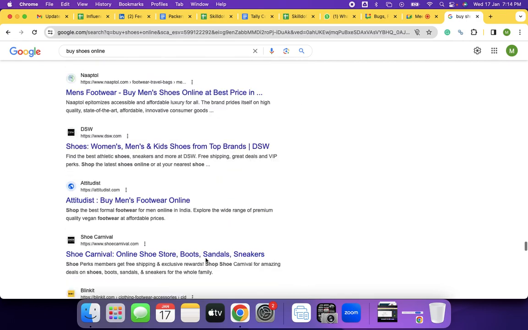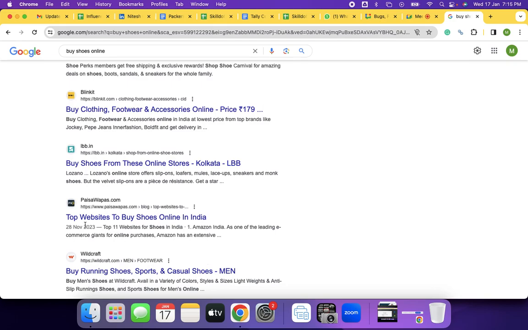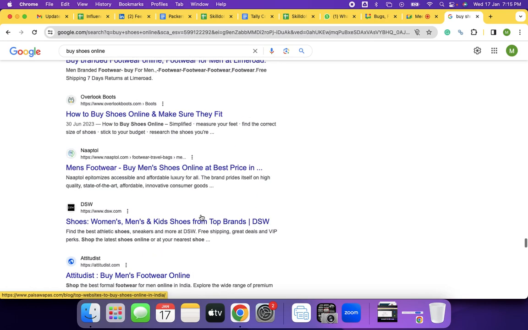Let's assume top websites to buy shoes online. Just because the bot has read this website more number of times, should it rank this particular website in the top? That will be completely irrelevant, correct? So people who clicked on it, let's assume Google showed this in the top. After going through this website, they realized that it's not like Myntra or Flipkart or Amazon. This is some blog, correct?